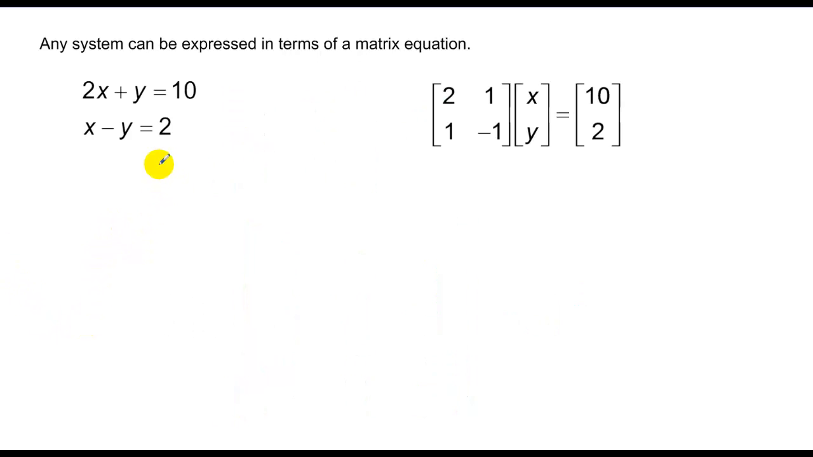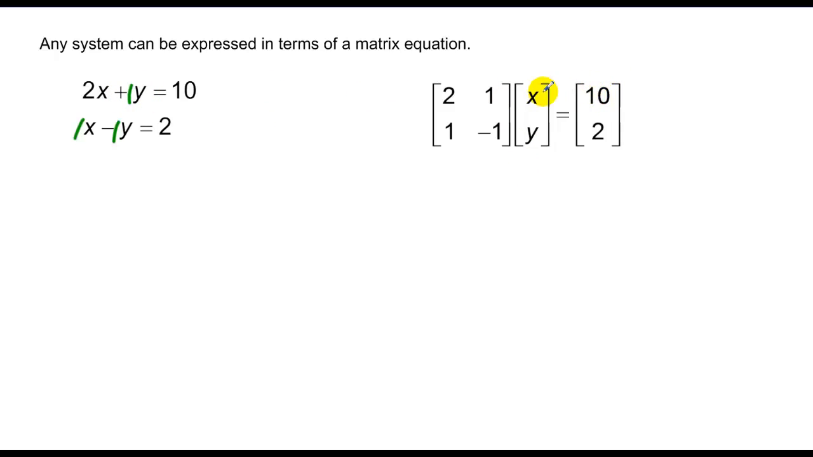So now we're going to talk about converting a system into a matrix. Turns out any system can be expressed in terms of a matrix equation. For instance, notice all the coefficients in this system. I have 2, 1, 1, and -1, x and y. If I do rows by columns on this multiplication, there's 2x and 1y, equaling 10.